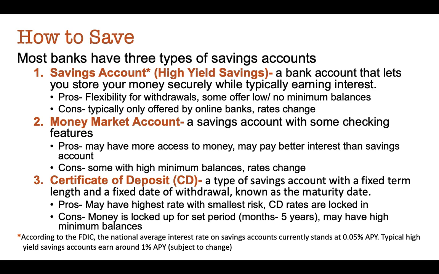The last option is a certificate of deposit, sometimes called a CD for short. This is a savings account with a fixed term length and a fixed date of withdrawal of the savings, known as the maturity date. So basically, funds you put in a CD, you agree not to touch for a set period of time. There are different lengths that can be chosen from. Typically, the longer that you agree not to touch the money, the higher the interest rate is. So because the idea is you will not touch those funds for a fixed amount of time, those can offer the highest rate over time with that very, very low risk savings option.